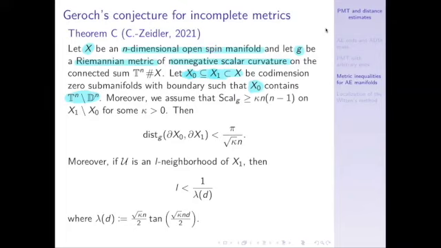Moreover, we assume that the scalar curvature is greater or equal than our normalized constant κ times n times n minus 1 on X1 minus X0 for some positive constant κ. Then first, the distance between the boundary of X0 and the boundary of X1 must be smaller than π over n square root of κ. Moreover, if U is a neighborhood of X1 with radius L, then L must be smaller than 1 over λ(d), where λ(d) is defined by this expression.